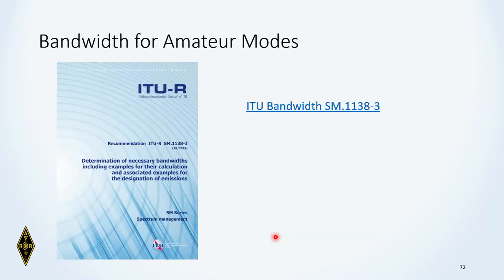Now we're going to switch topics again and start talking about bandwidth for some of the modes that we use as hams. There is a document called the SM.1138-3. Our license manual says 1138-2, but it was written 3 years ago, and now they've updated it a little bit.